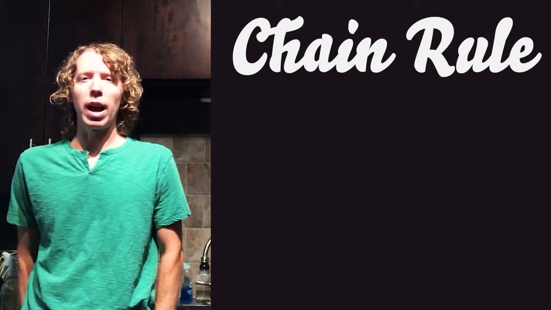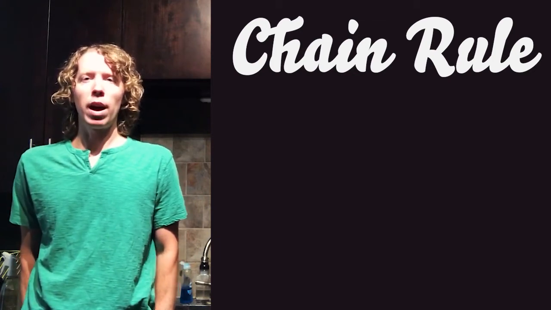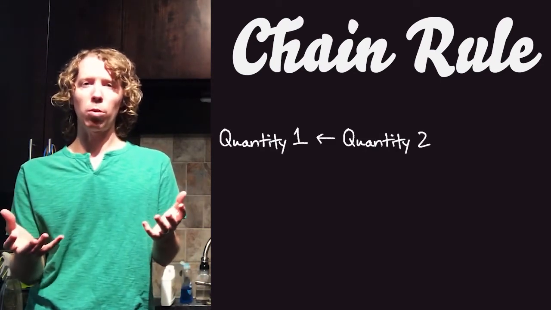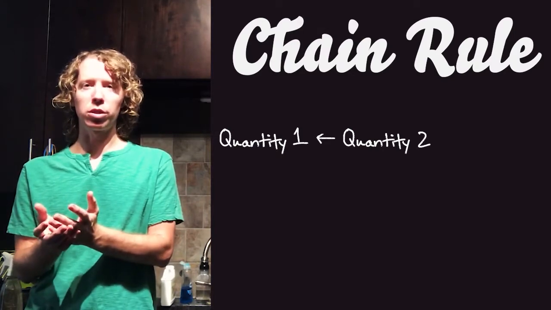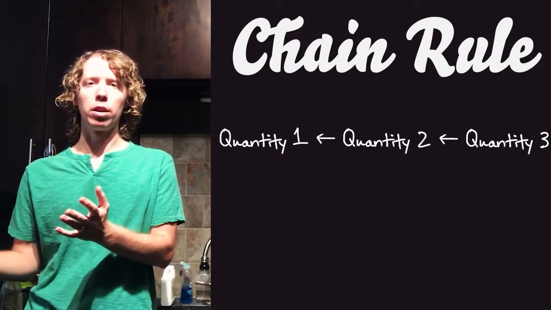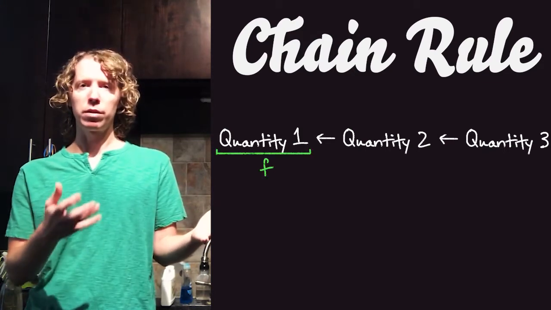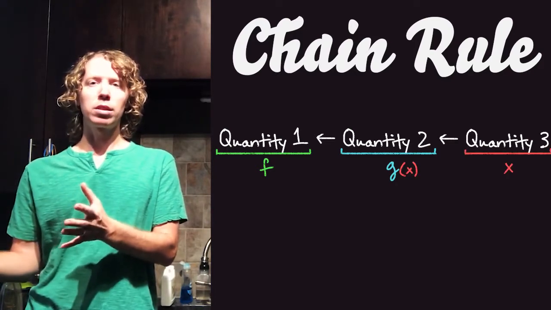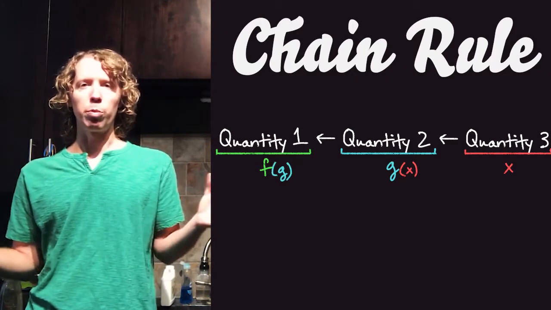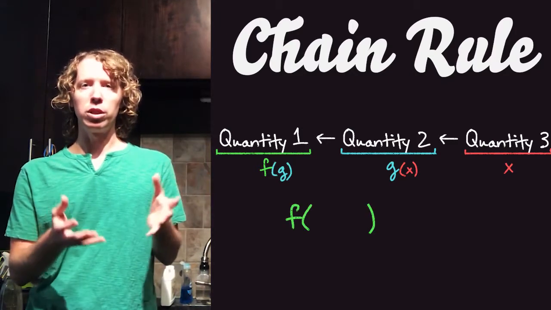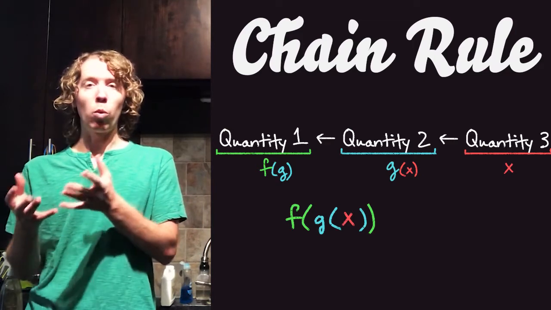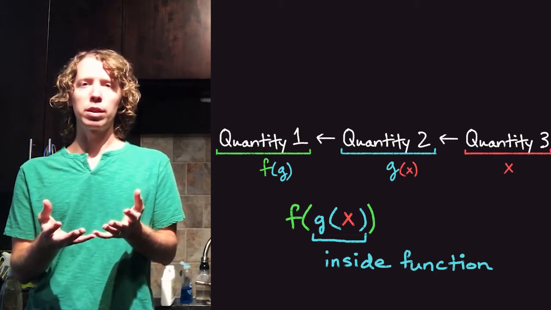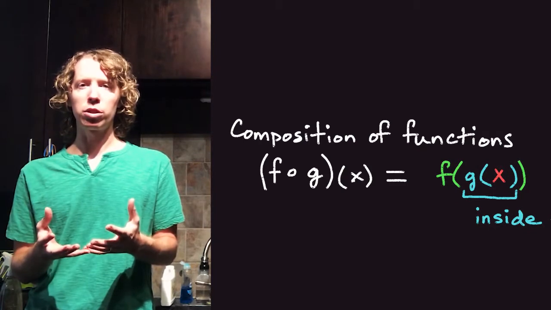One type of situation that happens a lot in applications is when you have one quantity that depends on another quantity. So the first quantity is a function of the second quantity, and then that second quantity is a function of a third quantity. If we call the first quantity f, the second one g, and the third one x, then g is a function of x and f is a function of g. So when you put it all together, f is a function of g is a function of x. You've got one function sitting inside of another function, and the technical language for this is a composition of functions.